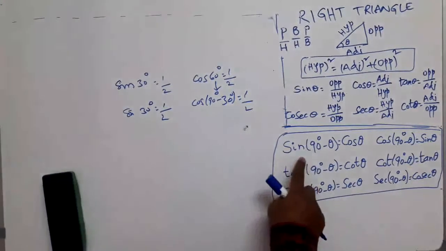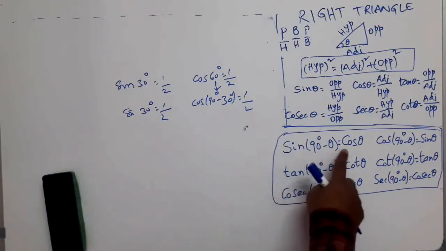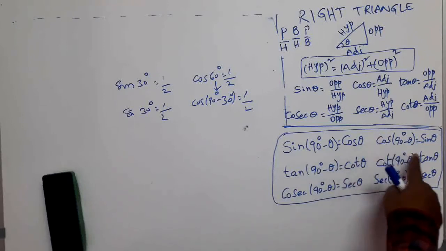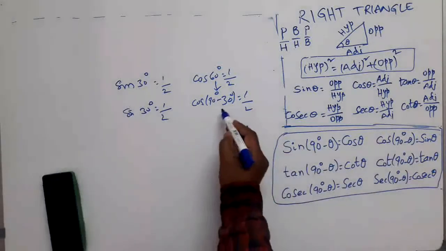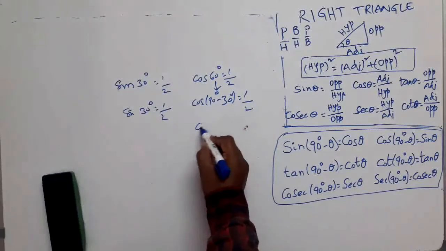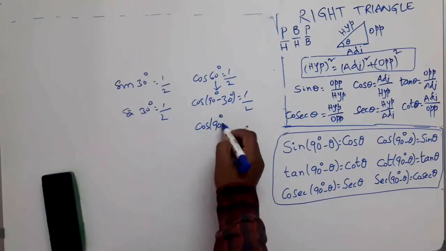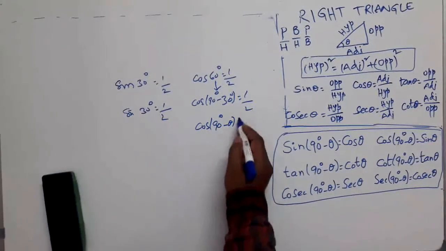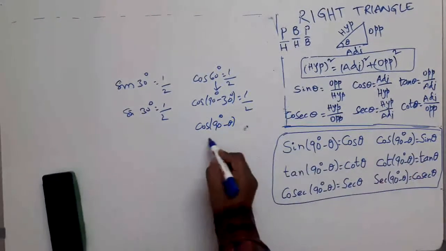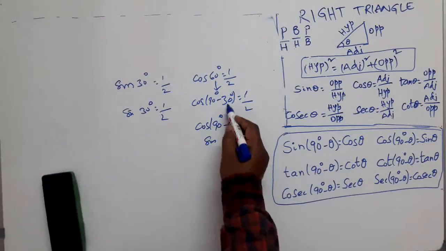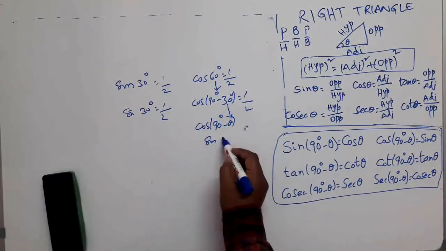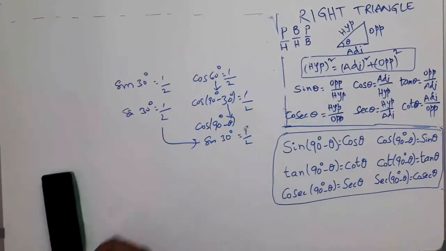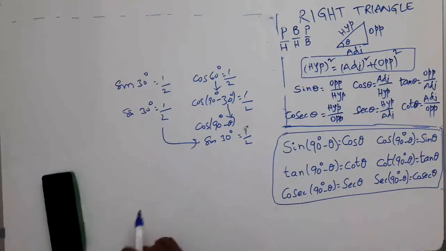See this point. Sin 90 degrees minus theta is cos theta, cos 90 degrees minus theta is sin theta. If theta is 30 degrees, this is of the form cos 90 degrees minus theta, right? This can be replaced by sin theta. So it is sin 30 degrees, right? This is 1 by 2. Is it not correct? Yes. In the same way.